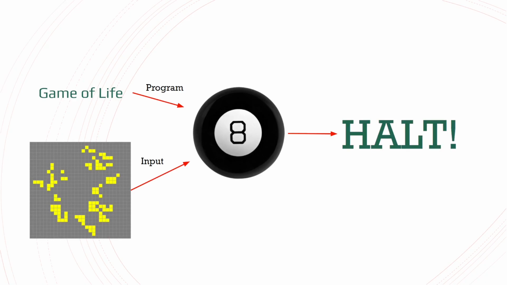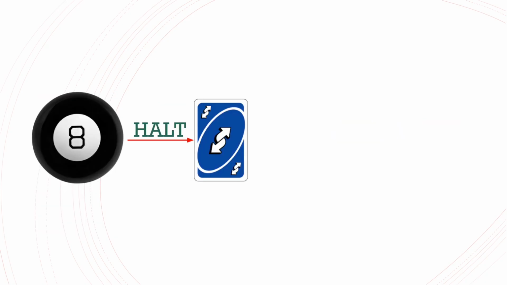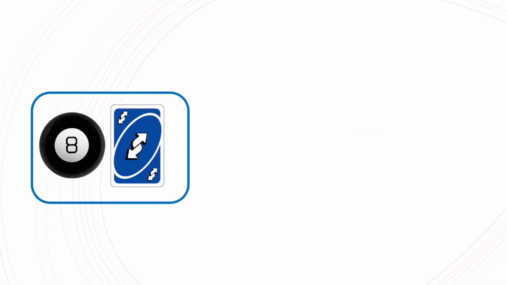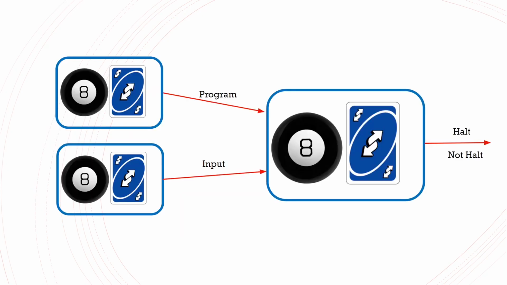Now imagine if we add an inverser to the 8-ball, one that inverses the 8-ball's output. If the 8-ball outputs halt, then the final output will be not halt. For the sake of simplicity, imagine the 8-ball and inverser are one machine, called the Barry machine. But what if we fed the Barry machine into itself as the program and the input?